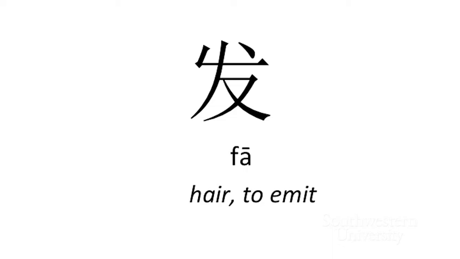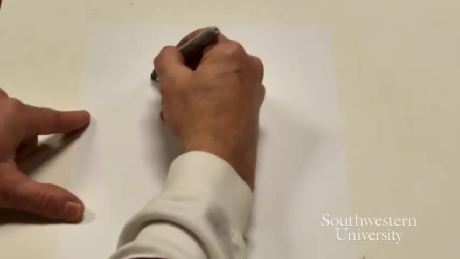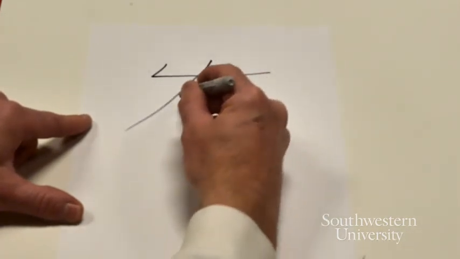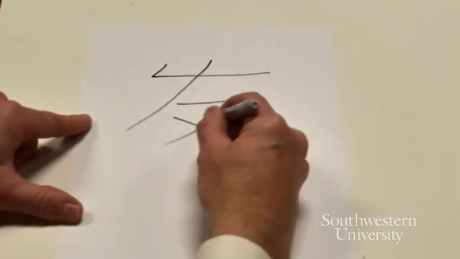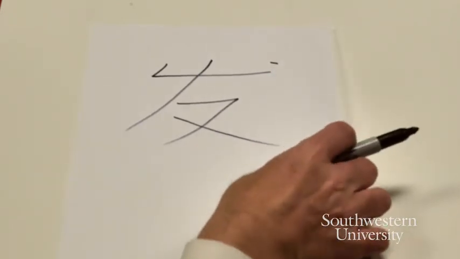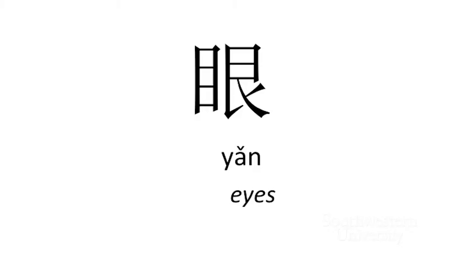Fa. Fa, to emit, to depart, or hair, and it's the same character for hair in simplified characters.